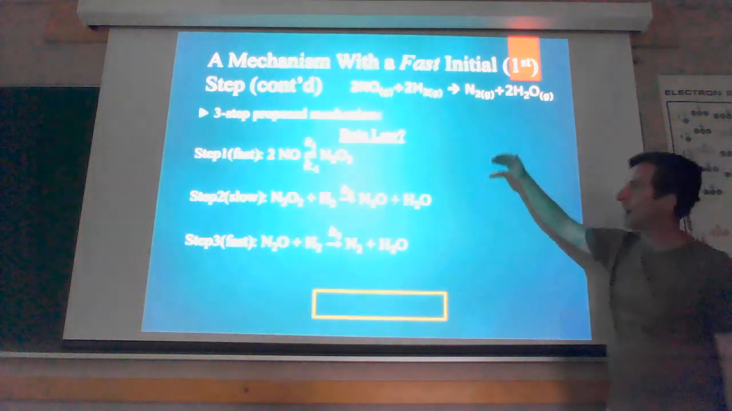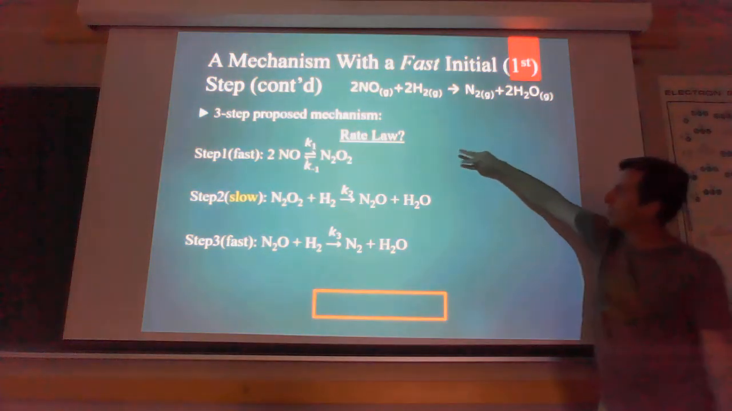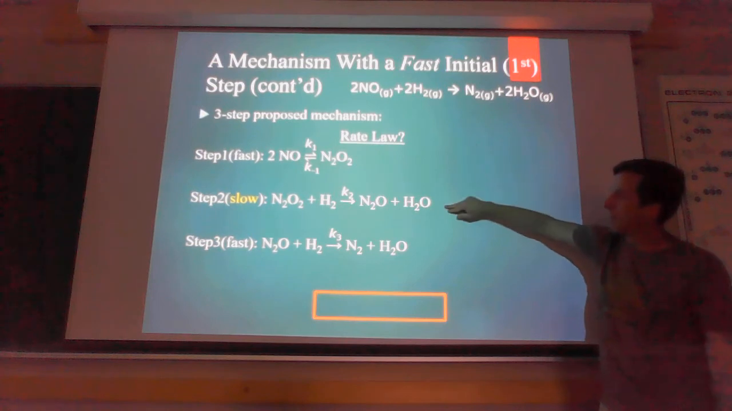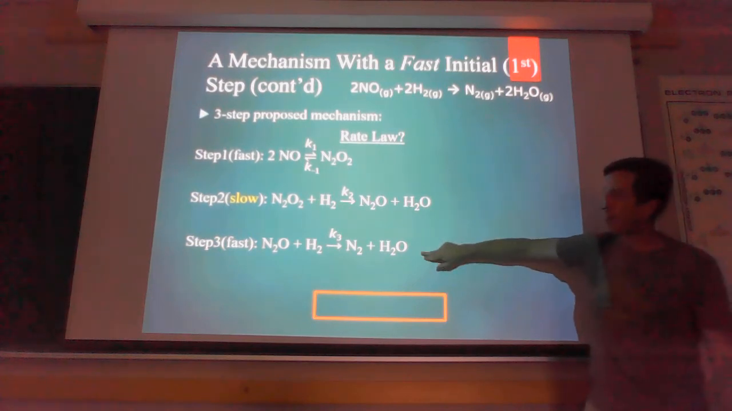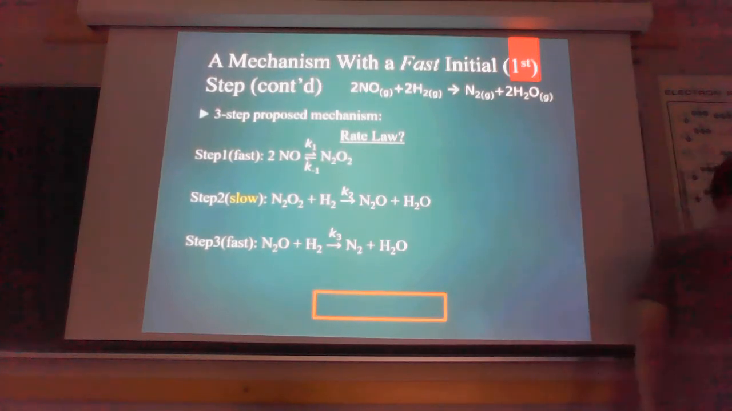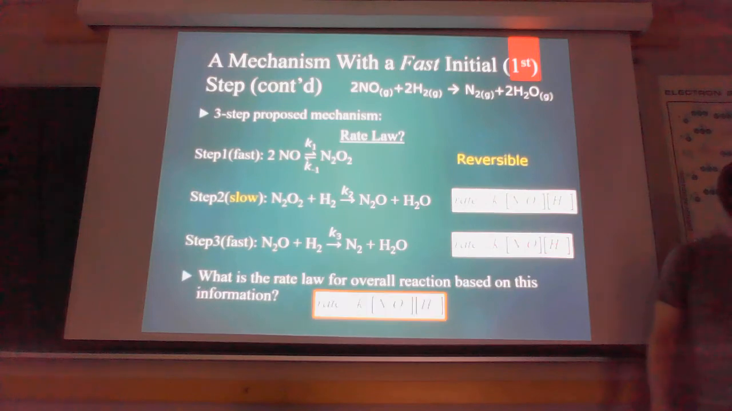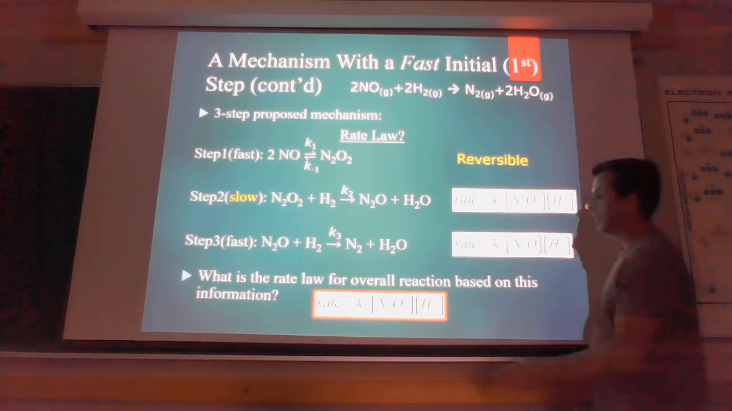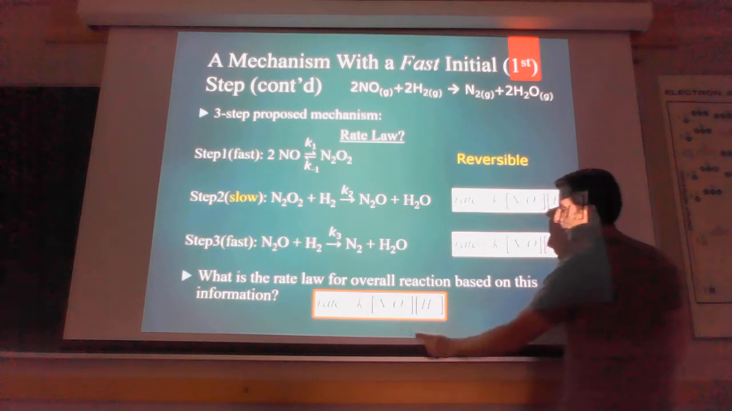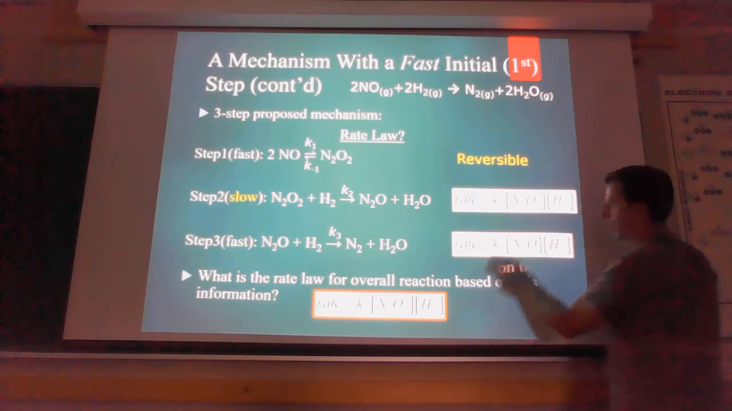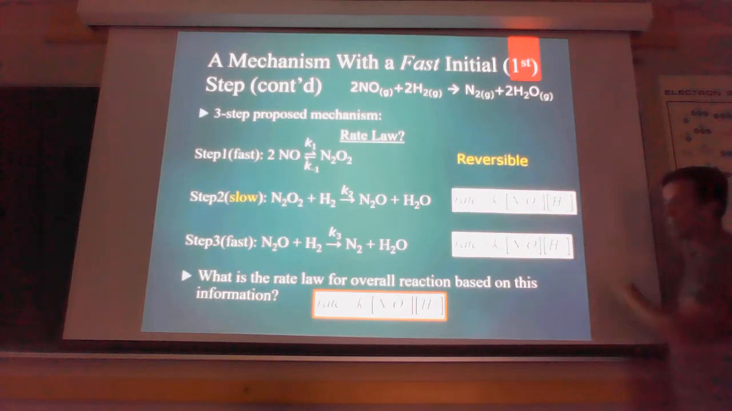So I can write two rate laws for the first reaction, forward and reverse. I can write a rate law for the second reaction. I can write a rate law for the third reaction. Okay? The one that's the most important is the slow one. So if I write that, the overall rate law should be the rate equals k2 times [N2O2] times [H2]. That's the rate law of the second step, which is the slow step.